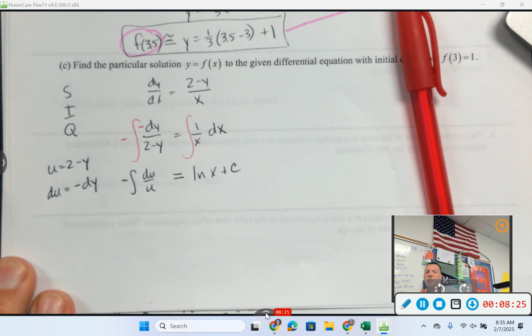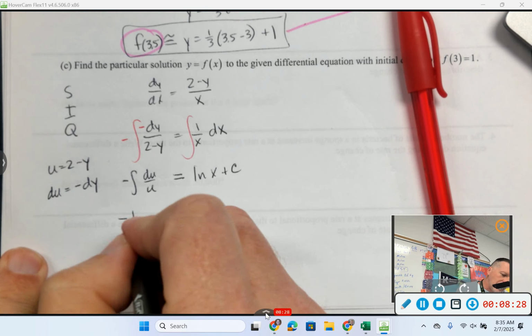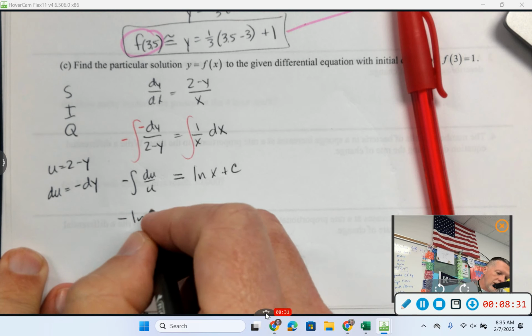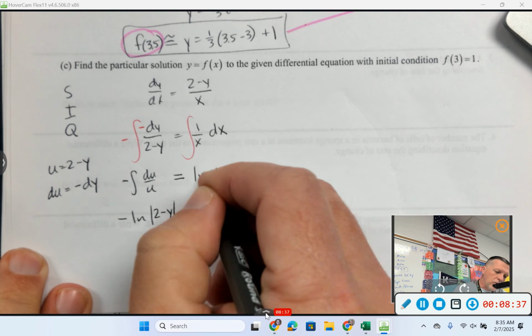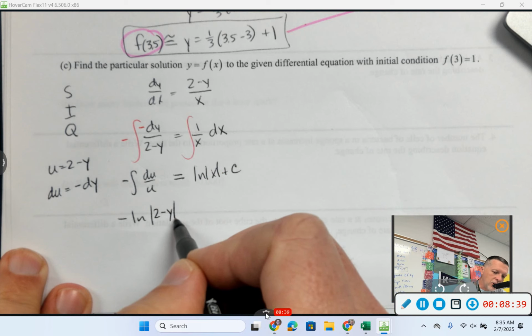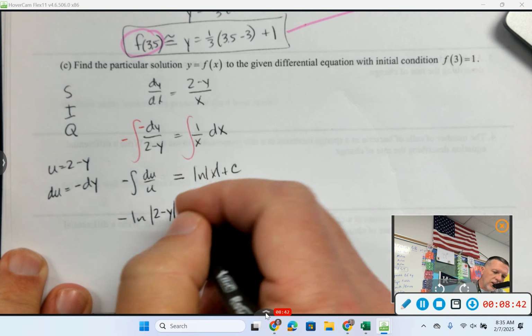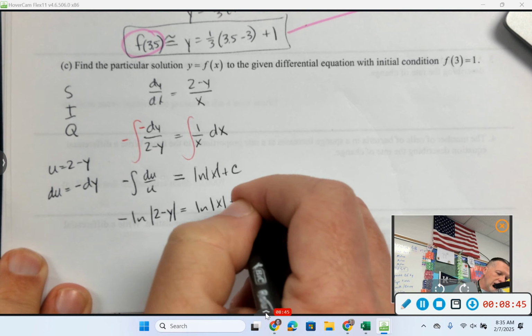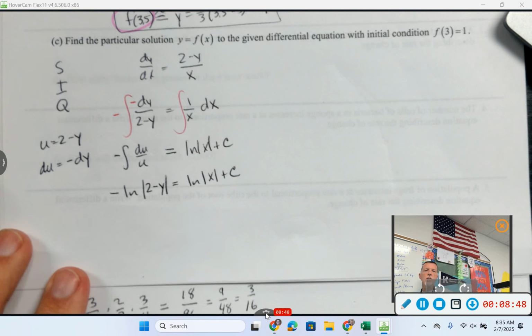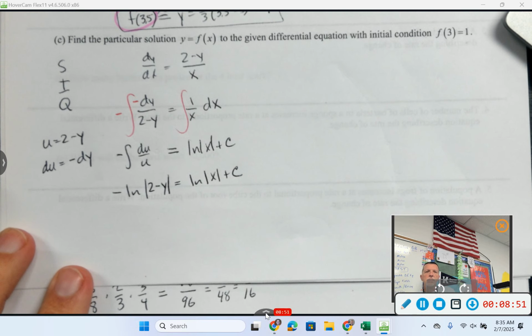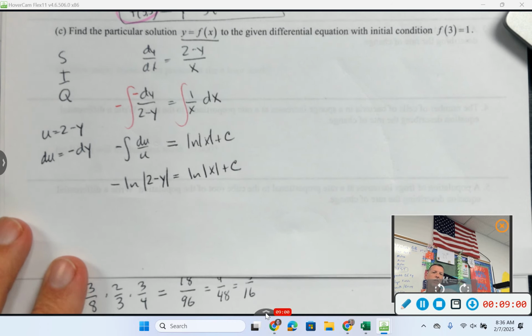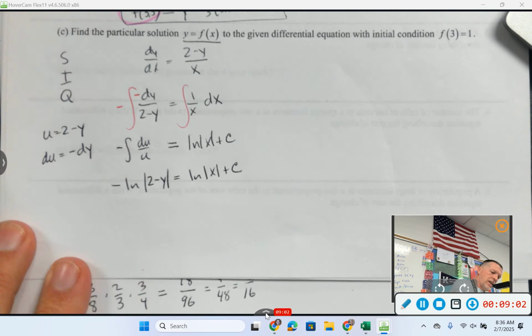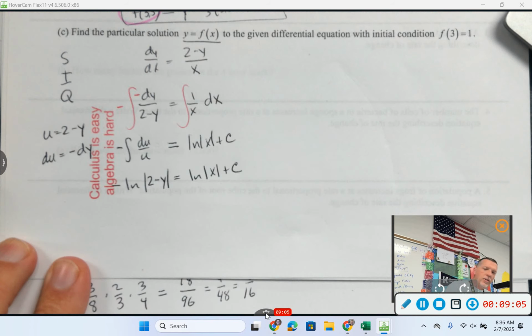So this one was a natural log, but that negative sign messed things up a little bit. So negative natural log. I better be careful with this. I'm going to put it in absolute values, especially since 2 minus 3 is, I don't know, I might need it, I might not. Particular solution. And it's telling me I need to get it in y equals, so I need to solve this thing for y. Remember, this is the point where our calculus is over. Now we get to do algebra the rest of the way.